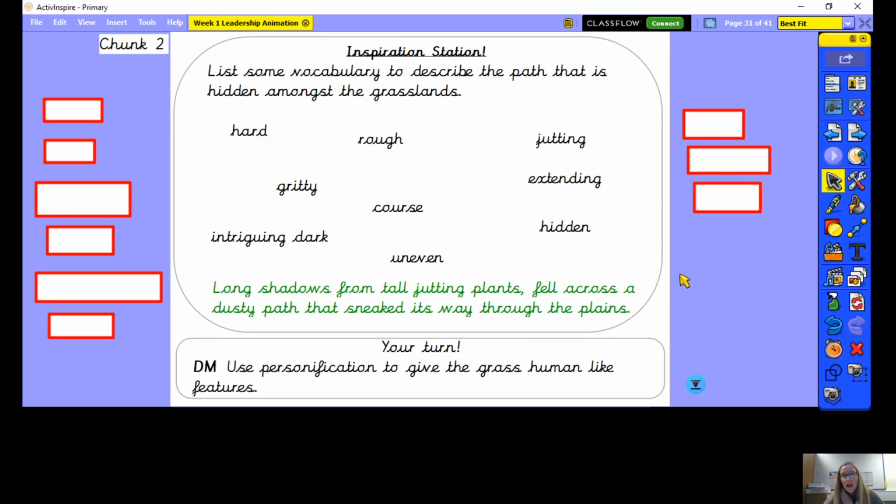So think about how you can use my ideas and improve them. Maybe change the way you describe the plants. Think about what words you can include to describe the path. And perhaps change the verb sneaked. Perhaps you can deepen the moment by using an example of personification to give the grass human-like features. Pause the video now while you have a go at writing your sentence. Brilliant, well done. Now let's look at our final learning chunk for today.